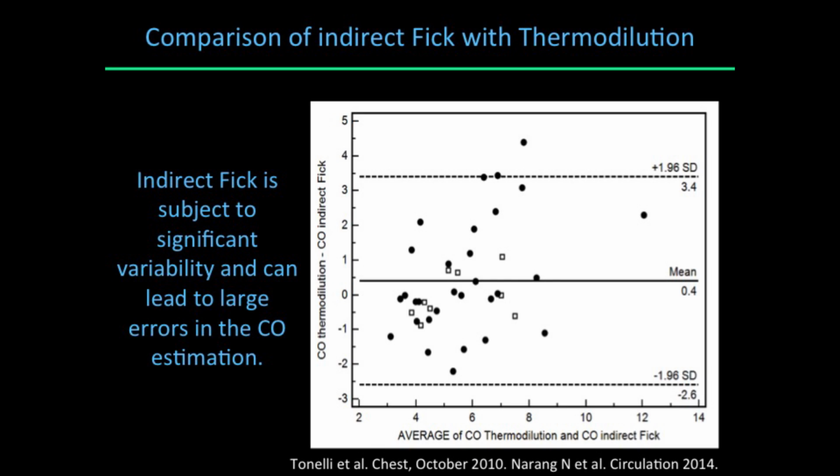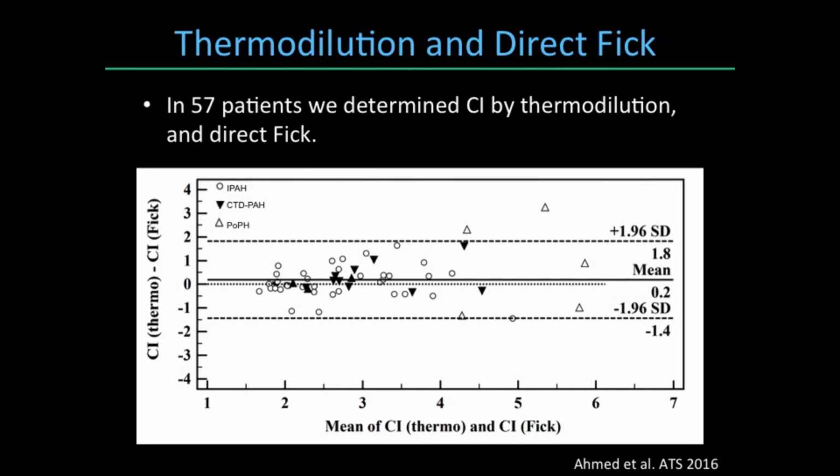There's this thing called indirect Fick, where there are at least 3 different formulas to estimate oxygen consumption, and then you divide that by the difference in arteriovenous content, and you get what's called the indirect Fick cardiac output. There's a lot of discrepancies when compared to other determinations, like in this case, thermodilution. You may see an error of 3 liters and 2.6 liters above and below for a limit of agreement.